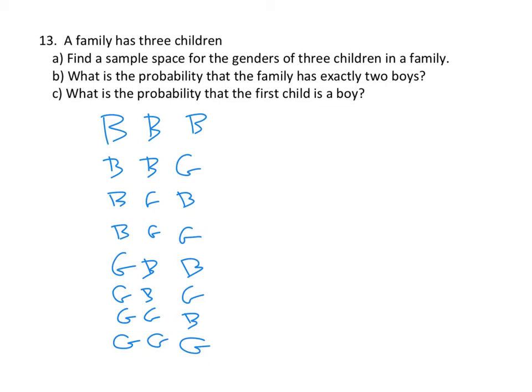Okay, so there are 8 different possible combinations of boys and girls when we take into account that order matters, right? We need the first one, the second one, and the third one. Okay, so that's part A, so that's our sample space.